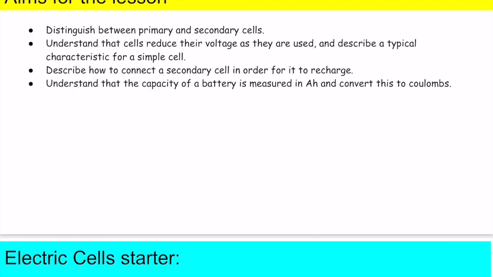These are the aims for this lesson: to distinguish between primary and secondary cells, to understand how they work and the characteristics of a simple cell, how to charge them, and the concept of capacity of a battery measured in ampere hours and to connect it to coulombs. So very simple aims for this short lesson.